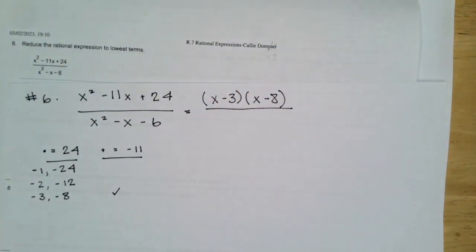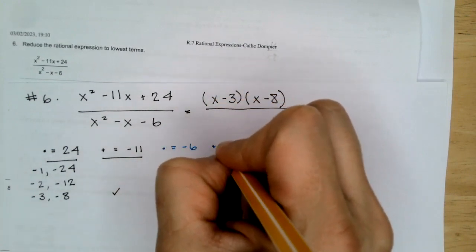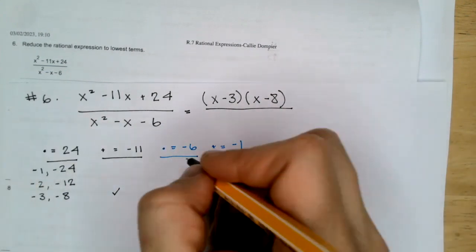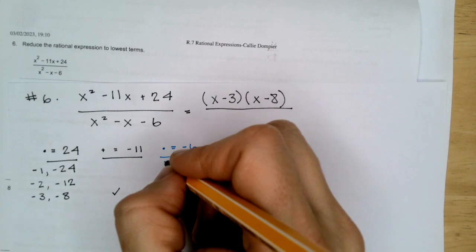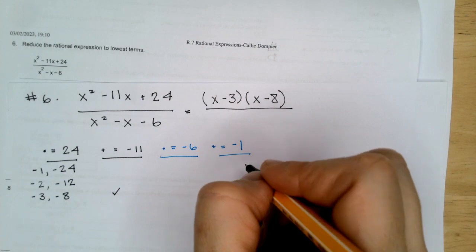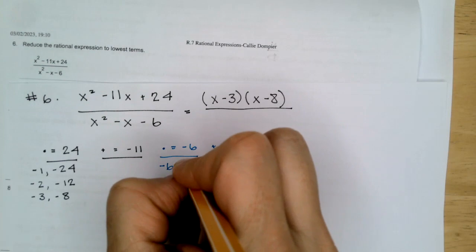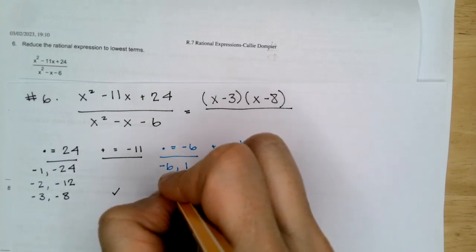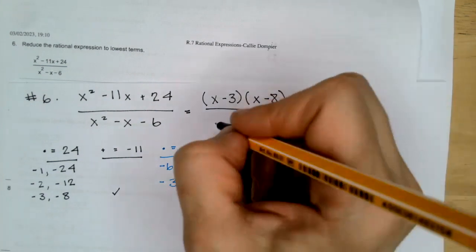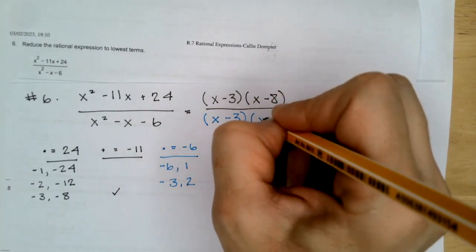Down here, we need numbers that will multiply to equal -6, but add to equal -1. It's a -1x. So here I'm going to choose a negative and a positive factor, and look for a negative factor that is bigger than the positive factor. So we have a -6, +1, -3, +2, right? -3, +2 will work. X minus 3, x plus 2.